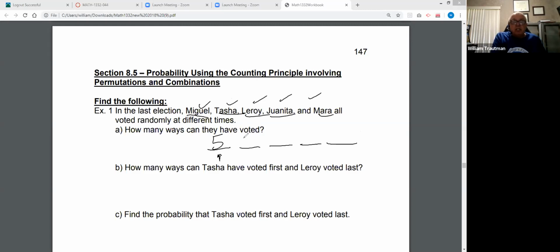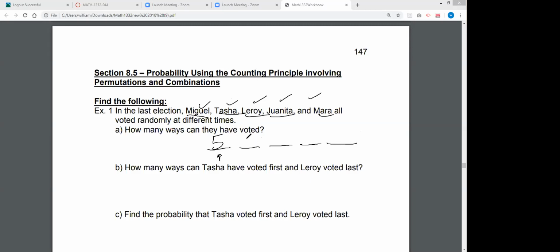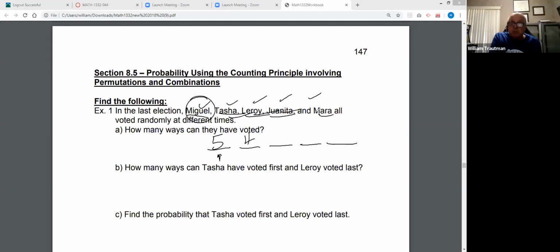So once somebody voted first, how many people can vote second? 4. Yeah, because let's say Miguel voted first. Now I only have 4 spots left to vote second. And let's say Tasha voted second. There are 3 spots to vote third, and Juanita voted third, 2 spots. So this guy voted next to last, and then there's only 1 spot for the last person to vote. And you multiply all these together.